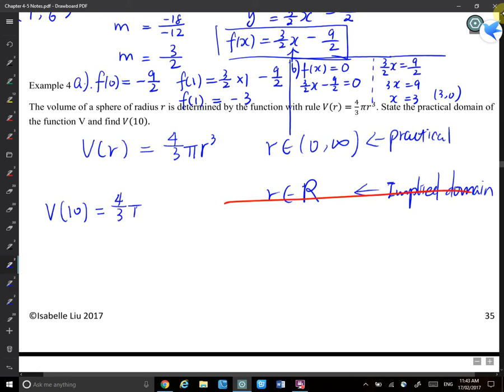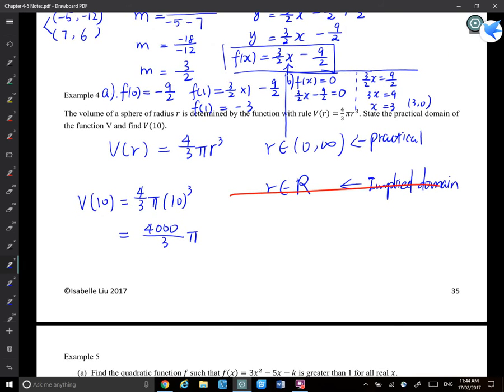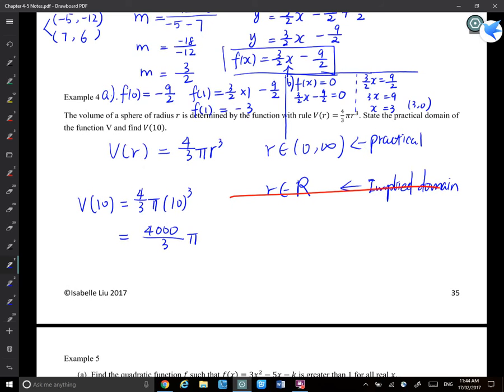4 over 3 pi times 10 cubed. So that is 4,000 over 3 pi. There's no unit, so we don't need to worry about units. So this question is basically about what is the practical domain and what is the implied domain. That gives you an idea about this.